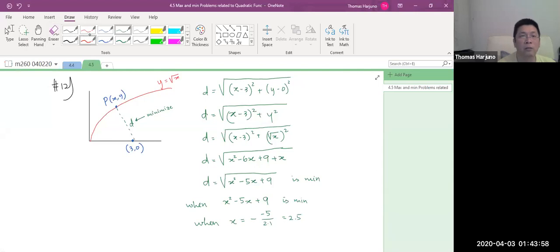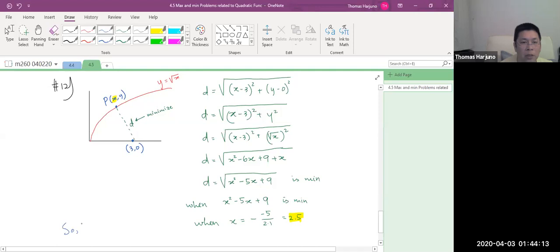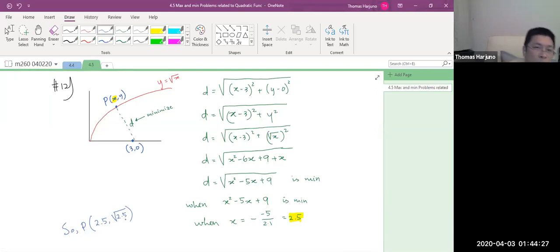Now I get the x of this P already. Now how to get the y? Plug in x. Yeah, that's right. So coordinate P will be 2.5, comma, the y is square root of 2.5. Okay, now this point P is the point on the curve that is closest to 3, 0.